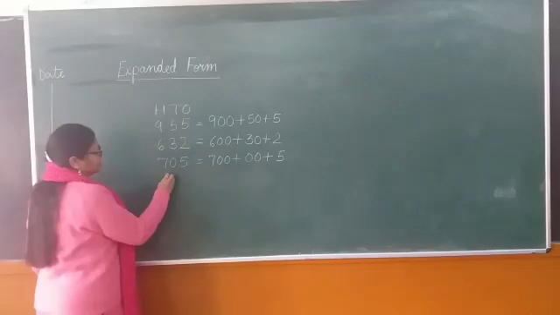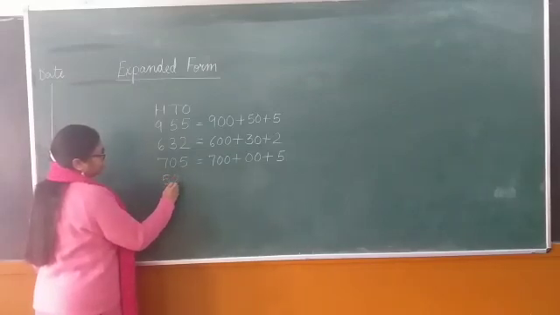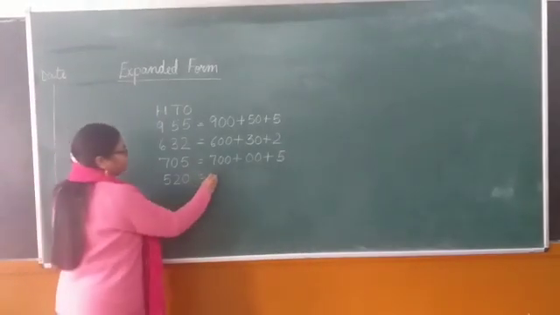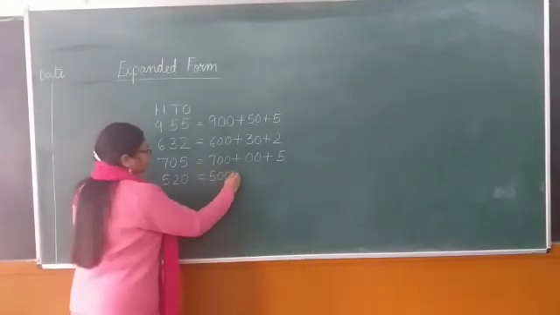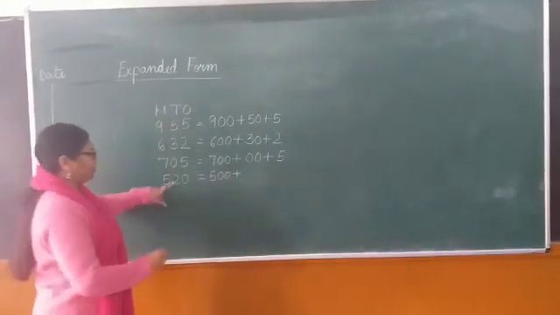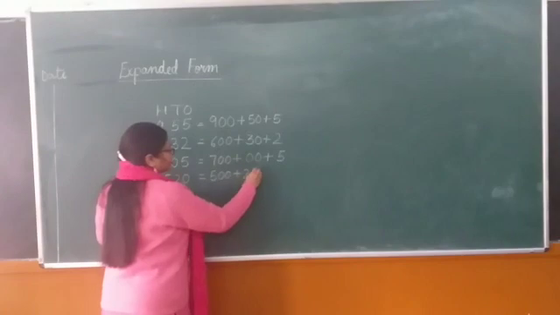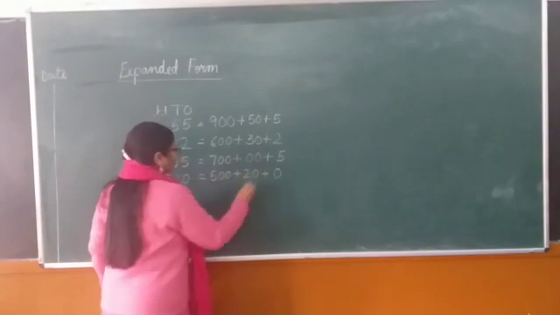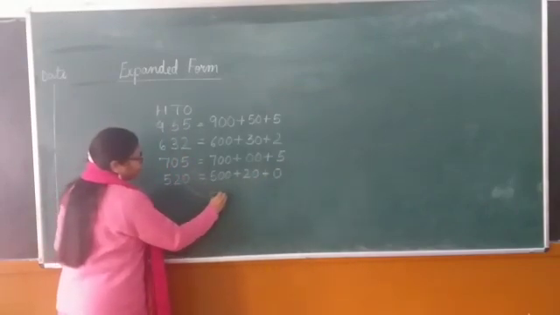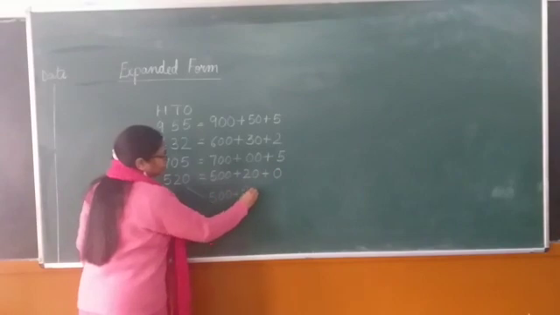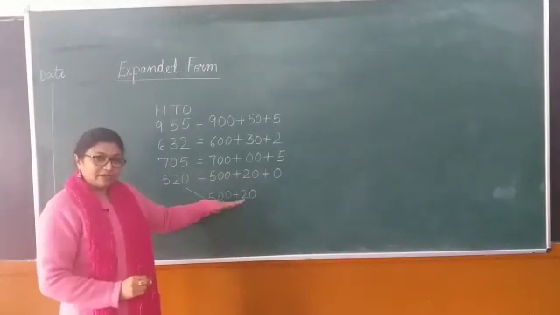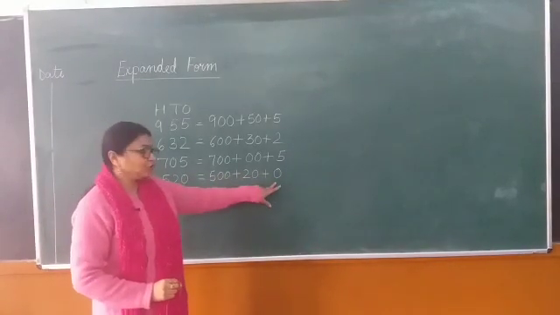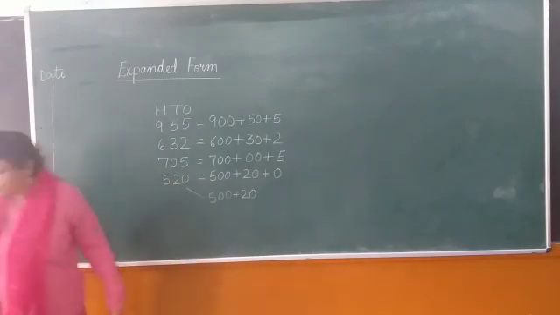Now another example. 520. 5 is in hundreds place, so we will write 500, plus 2 is in tens place, so we will write 20, and 0 is in ones place, so we will write only 0. You can also write like this, 500 plus 20. When you go to the senior classes, you will be taught like this. But now we have to show the place value of 0, so ma'am has written 0 over here.